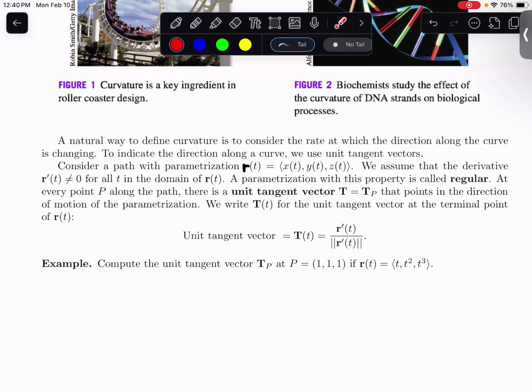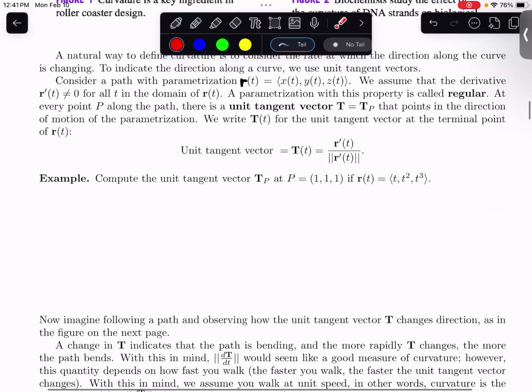And just as a quick example, this next one wants you to compute the unit tangent vector T_P at P equal to (1, 1, 1), if we have that r(t) is equal to (t, t squared, t cubed). So the first question you want to ask yourself is for what value of t we are going to be plugging in to find the unit tangent vector at P. Does anyone see what value of t we need to plug in so that we get the corresponding point P equal to (1, 1, 1)? Does anyone know?